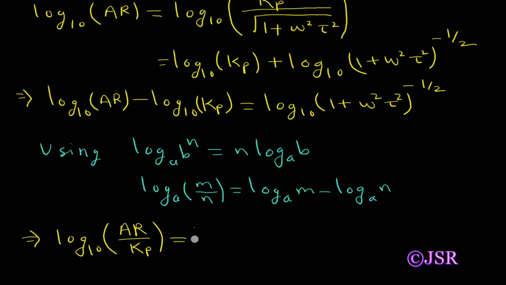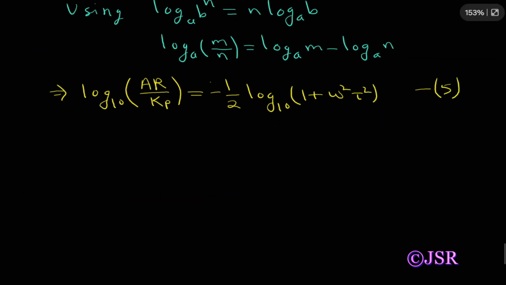and in the right hand side minus half log 10 of 1 plus omega square tau square. So this is equation number 5 after taking the logarithm of the amplitude expression. So now we will see how to plot the log, we will see how to plot.